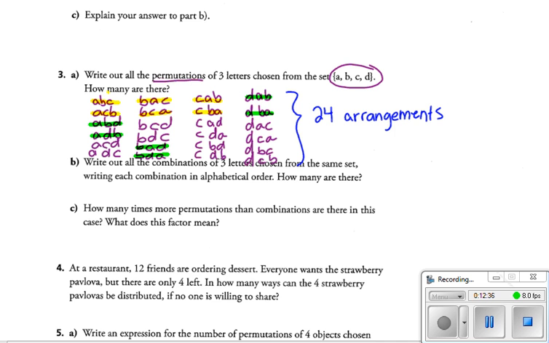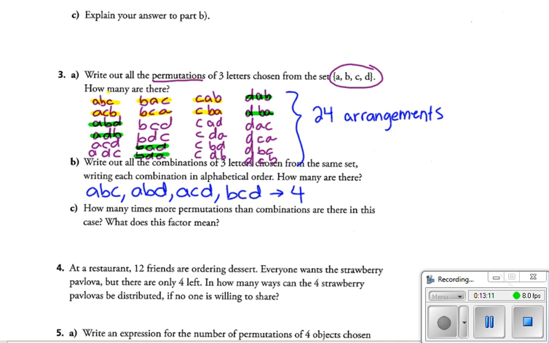So one of them we said was A, B, and C. What's another combination of 3 letters? A, B, and D. Okay, what else? Another combination of 3 letters. Doesn't matter the order. A, C, D, and B, C, and D. So there's 4.